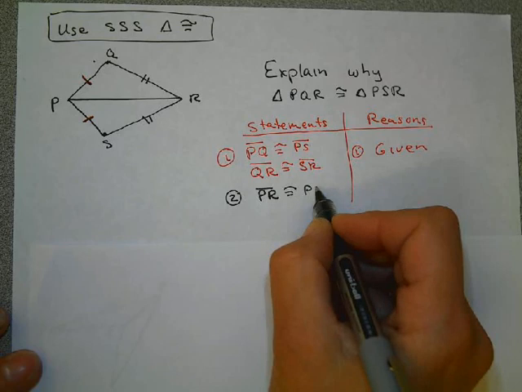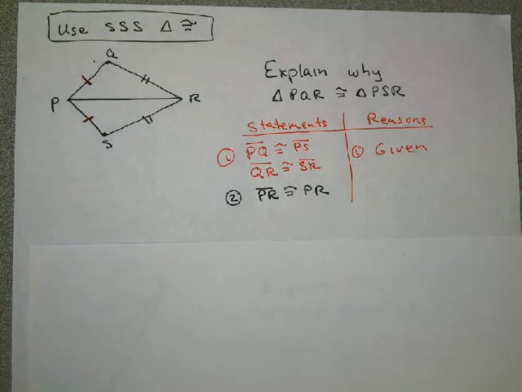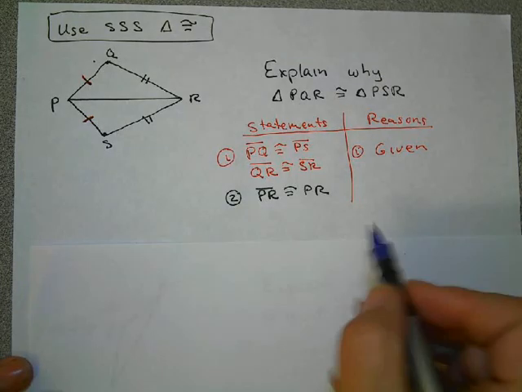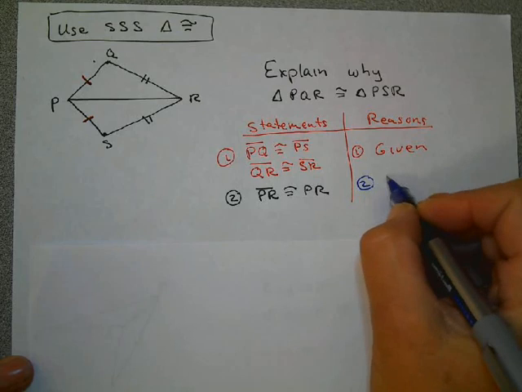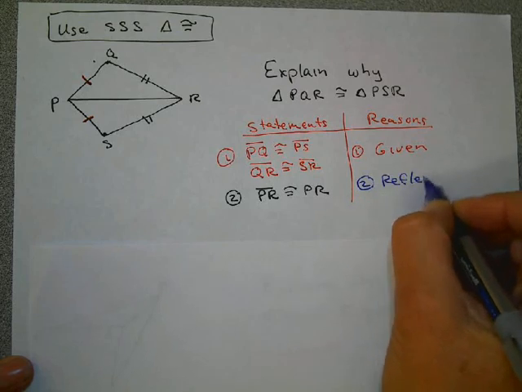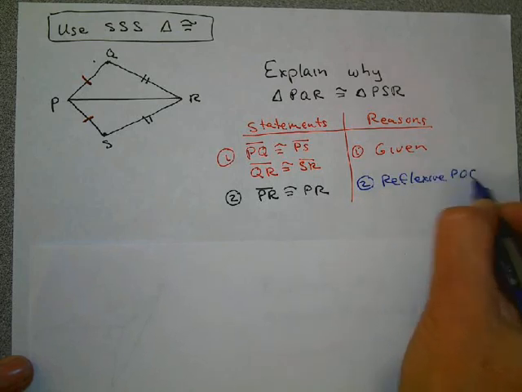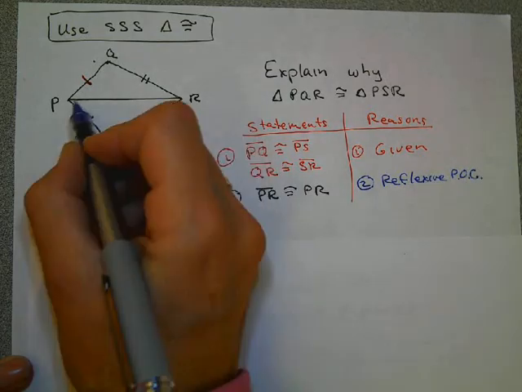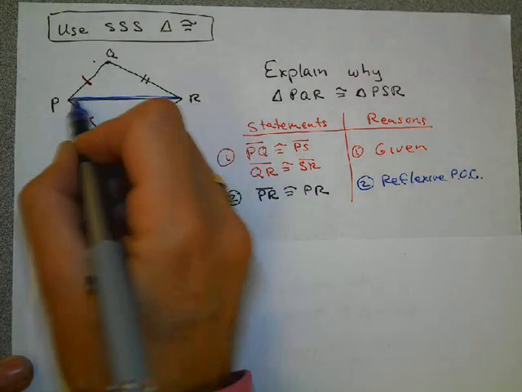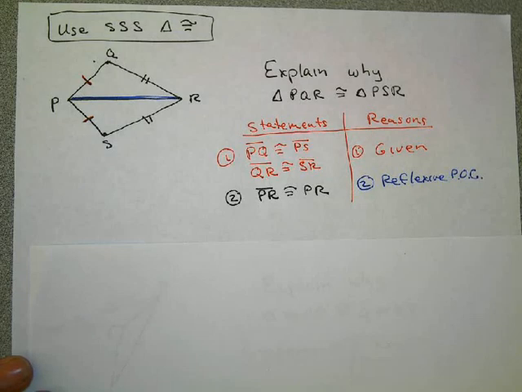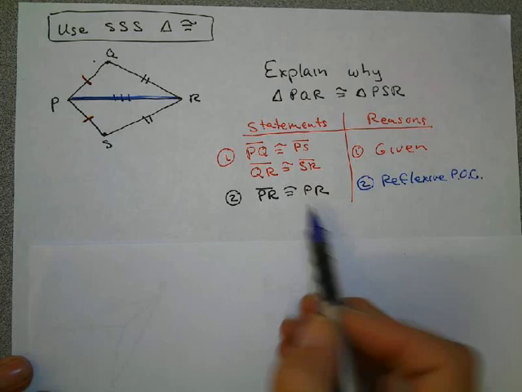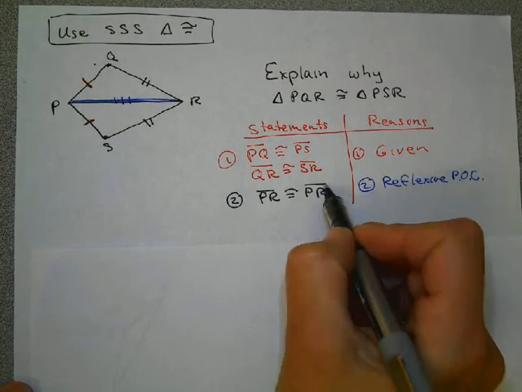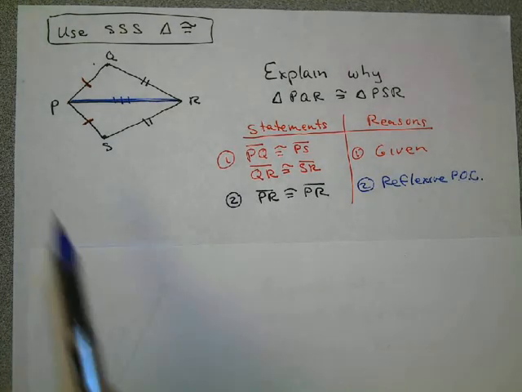Well, I'm sure a lot of you are thinking, Mrs. Klein, I know why you can say that. We're saying that because of the reflexive property of congruence. We know that any side is equal to itself. They both share the same side. You know PR is going to be the same length, whether it's on one triangle or the other. So anytime you're saying one side is congruent to itself because it's shared by two triangles, you just call it the reflexive property of congruence.